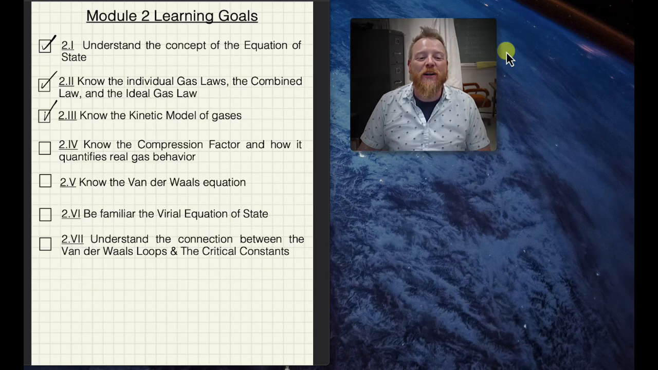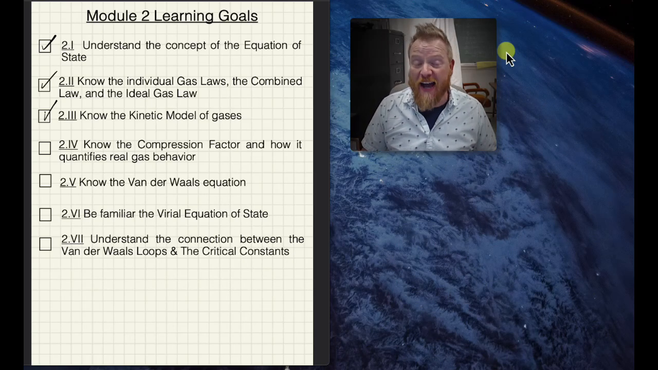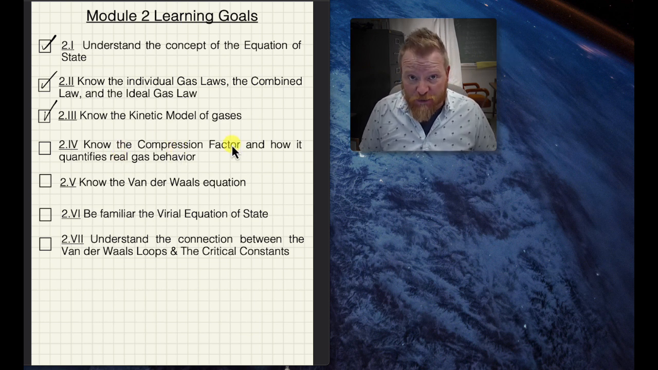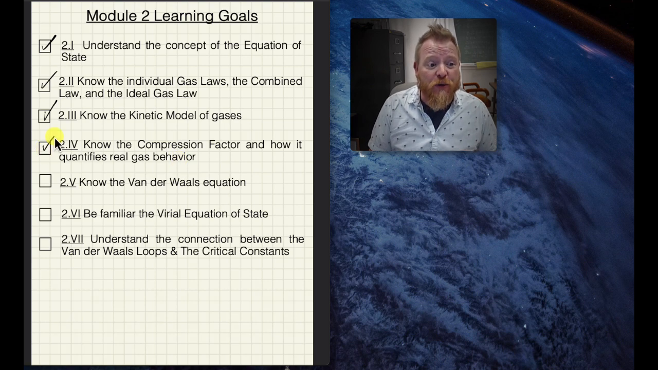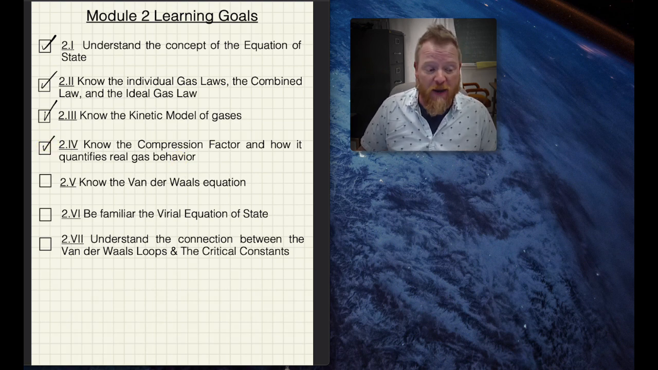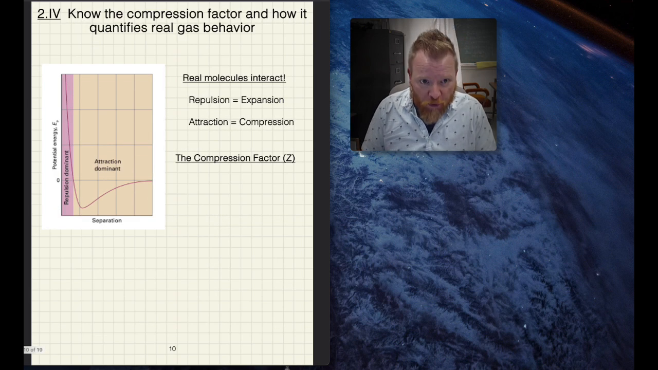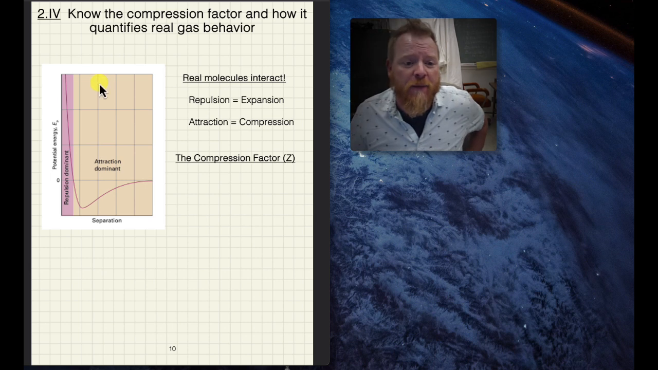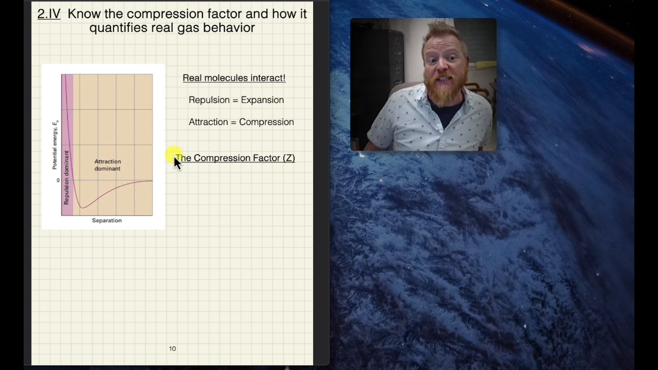Okay, hey folks, we're going to start getting into real gas behavior. And to first start that, I want to talk briefly on the compression factor and how we can use this as a metric for quantifying real gas behavior. So this will be pretty short, followed by some longer videos getting into more details.